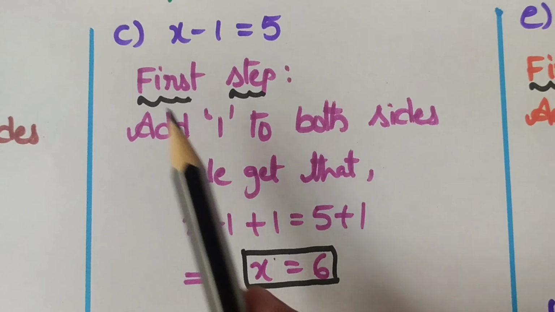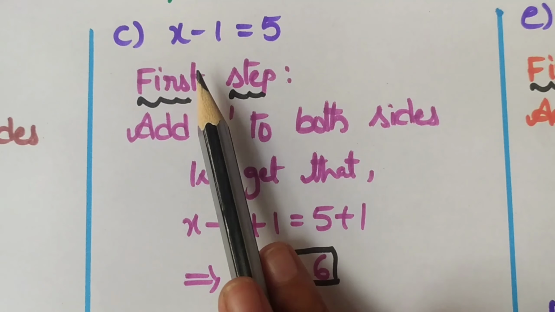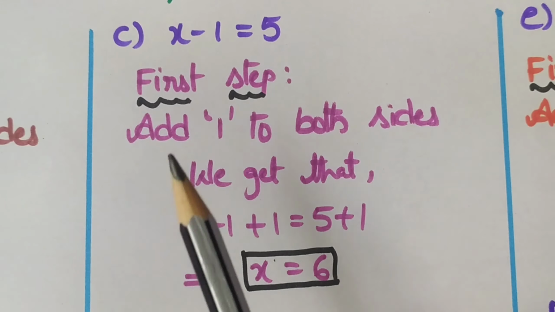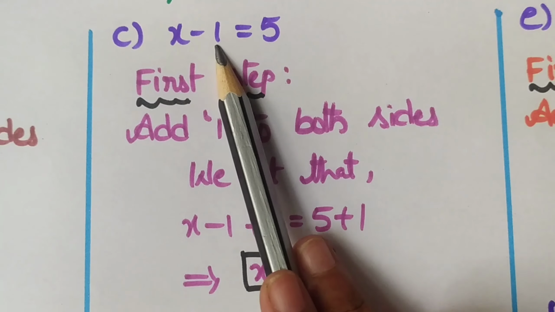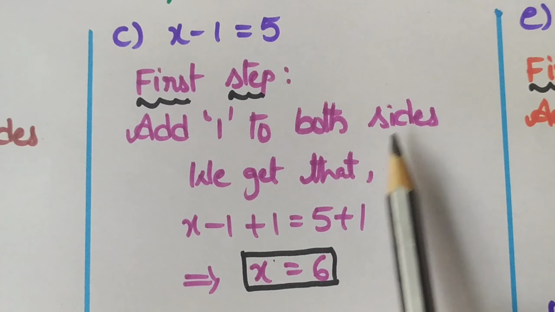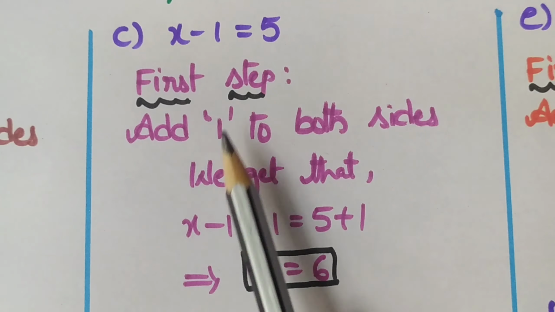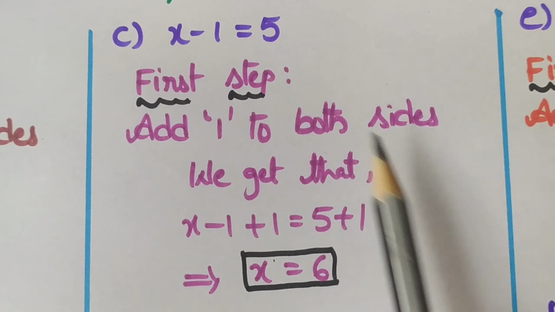Okay friends, now let us see C bit. That is x minus 1 is equal to 5. Now here it is minus 1. That means we have to do plus 1, right? So add 1 to both sides. We get that x minus 1 plus 1 is equal to 5 plus 1.